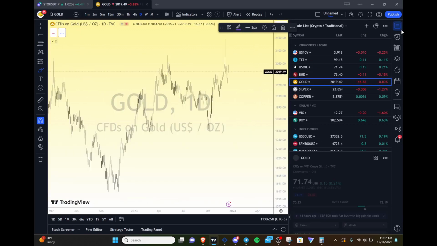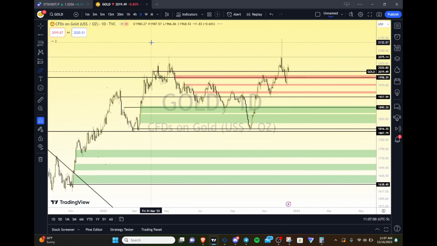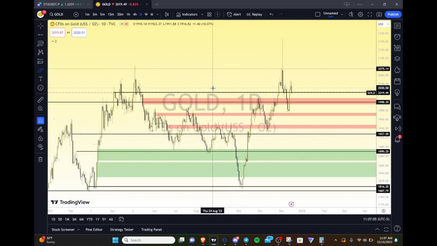Next is gold and silver. Gold's been absolutely a monster, a complete beast. And you know what's funny, I was mentioning this on the Discord, gold is doing exactly what the Dow did, but smaller. Or I should say gold did what the Dow did before the Dow, but smaller.